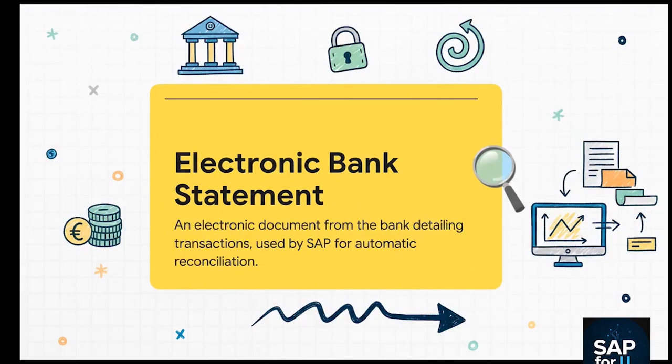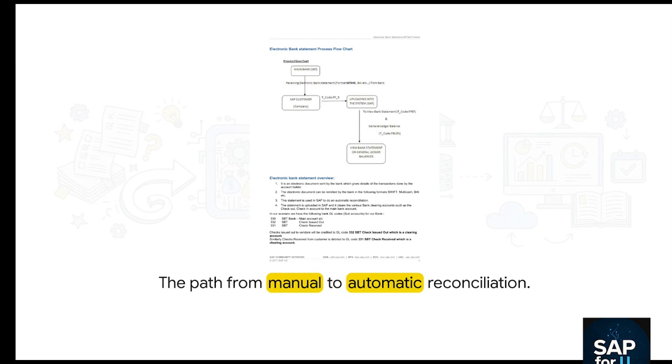So what exactly is an electronic bank statement? Well, at its heart, it's pretty simple. It's just a data file your bank sends you, usually in a standard format like MT940. But what it does, that's the revolutionary part. It feeds all that transaction data straight into SAP, letting the system do all the heavy lifting of matching and clearing for you.